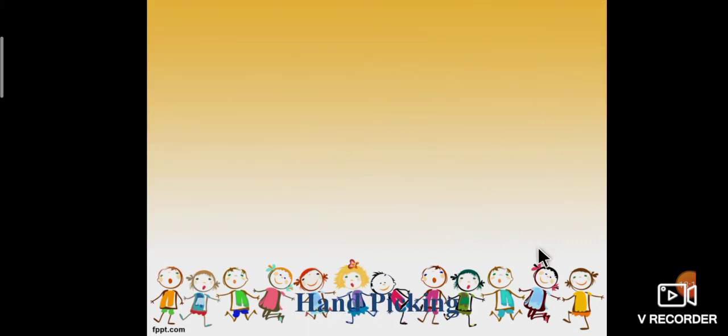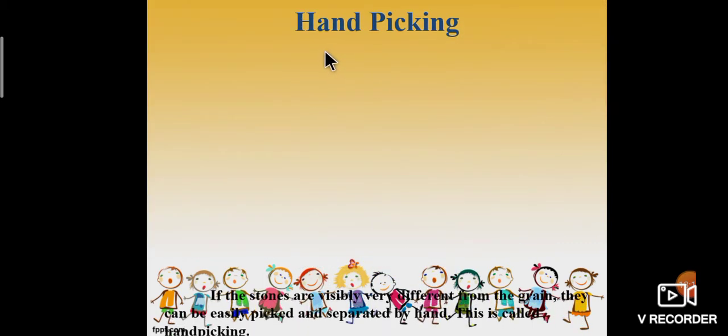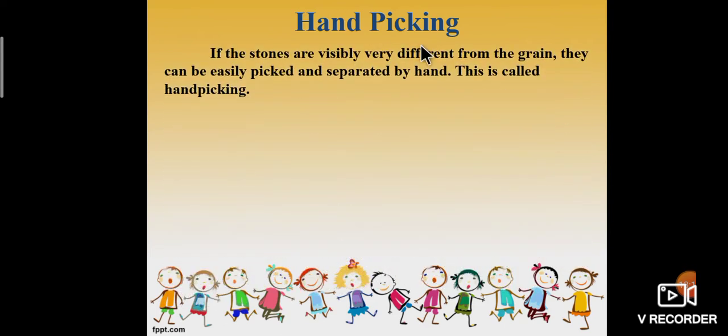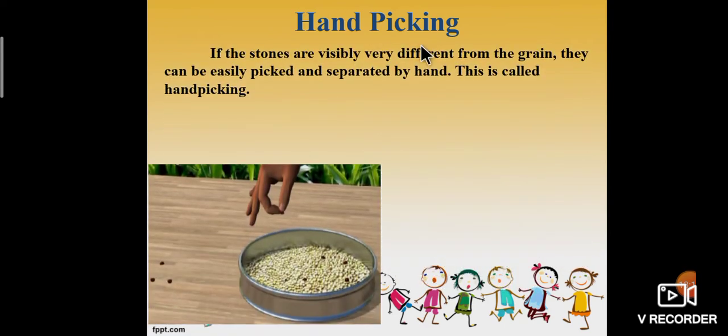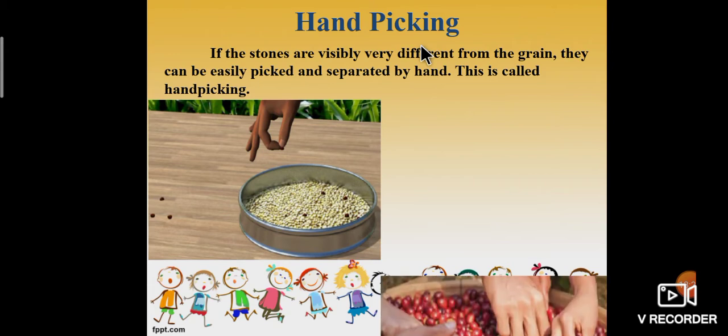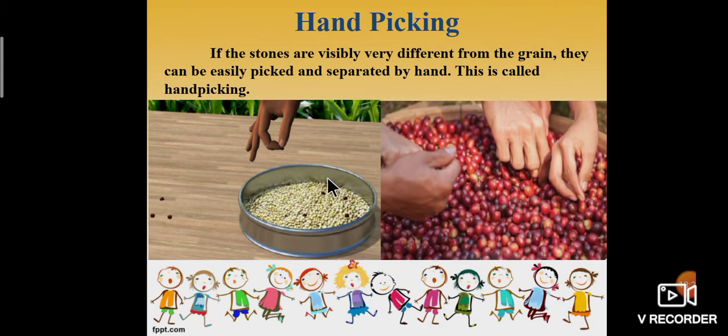Next, we will learn about hand picking separation. How do we identify a stone from grain of rice? If the stones are visible and different from the grain, they can be easily picked and separated by hand. This type of separation is called hand picking. But if the stone is similar to the grain, it is difficult to separate.